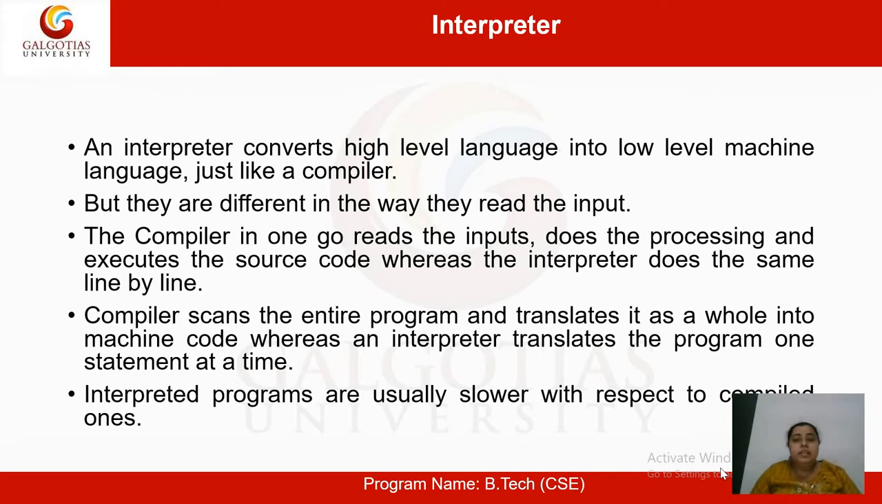The example of an interpreter is Python. Python has an interpreter, so Python is slow as compared to C and C++. But again, this is not a problem of Python. This is a problem with any interpreted language.